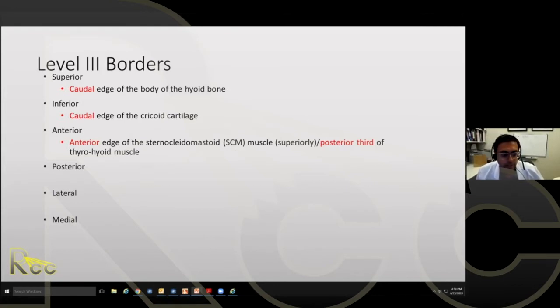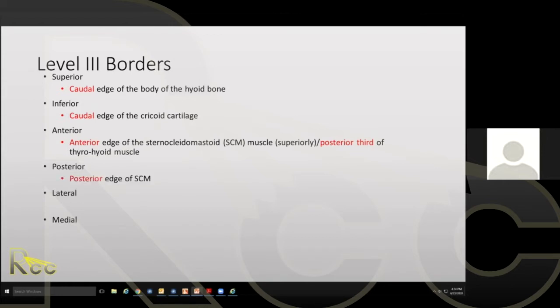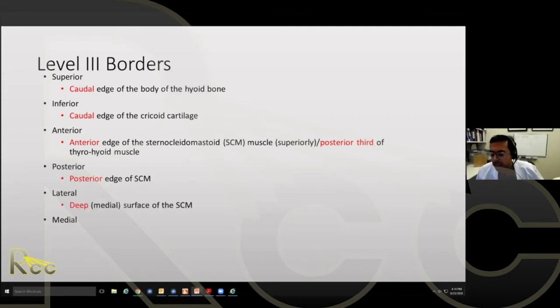And then what about the posterior edge? It's also the posterior edge of the sternocleidomastoid muscle. Yep, you got it. That's right. And then the lateral border, which I'll just mention is the deep medial surface of the sternocleidomastoid muscle.